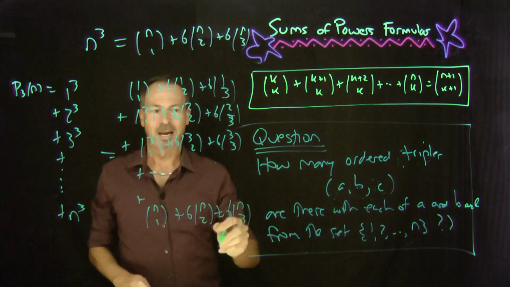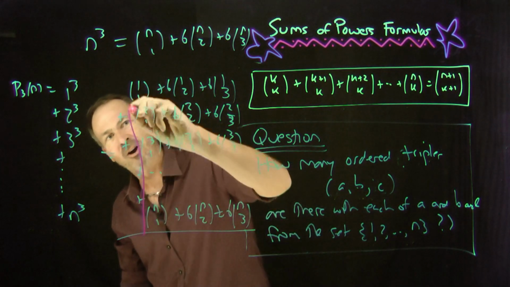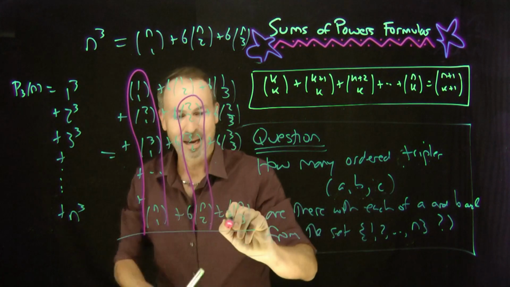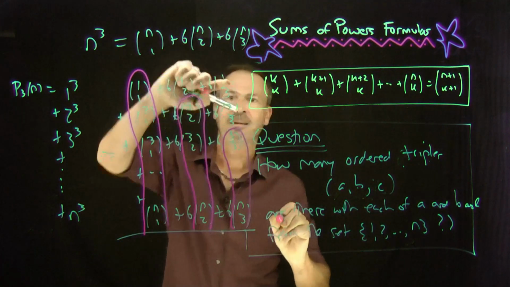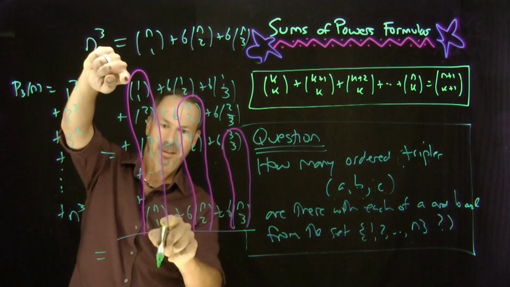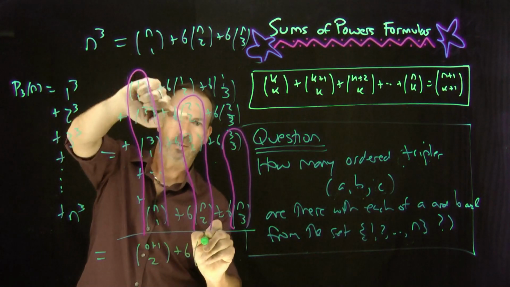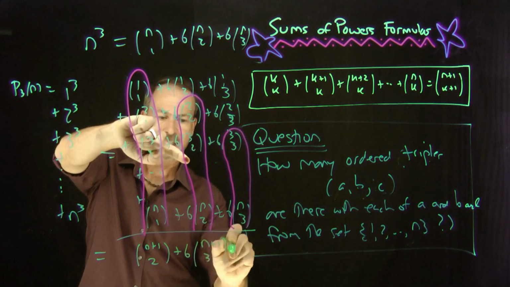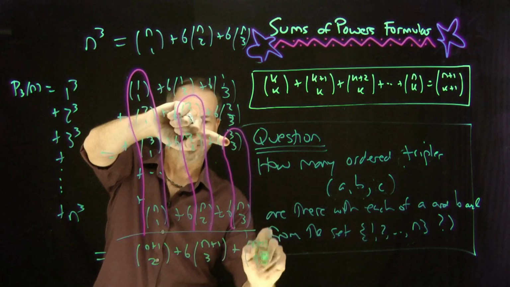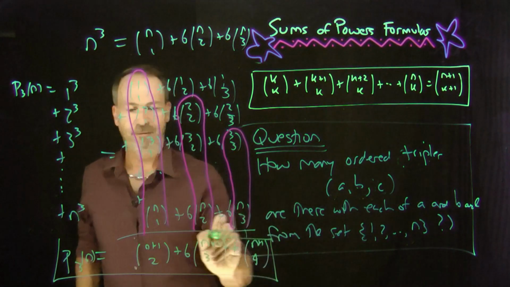Getting scrawly, but I think I'm good because I'm seeing the stocking property right there. There's a column for a stocking. Here's a column for a stocking with 0 up there. And here's a column for a stocking with 0 and 0 up there. And the answer is, this is with 1s on the bottom, so it's n plus 1 choose 2, plus 6 times, this is with 2s on the bottom, so it's n plus 1 choose 3, plus 6 times n plus 1 choose 4. The sum of the cubes must be given by that formula.